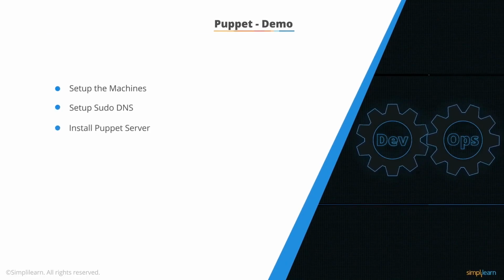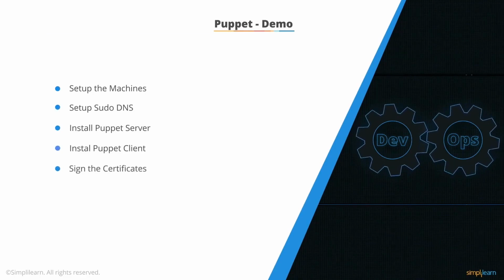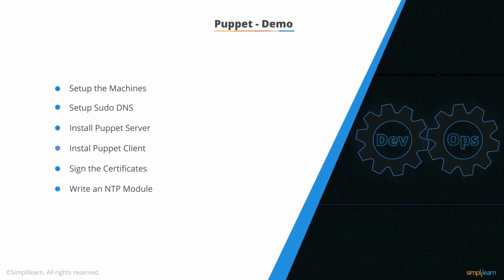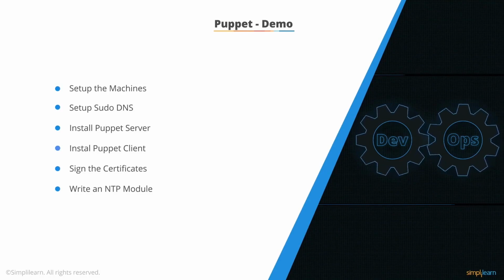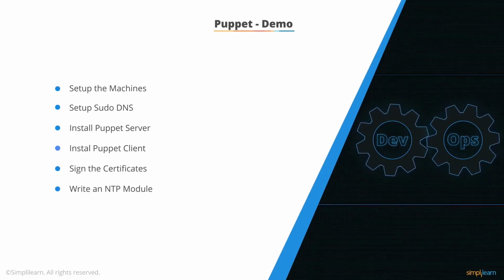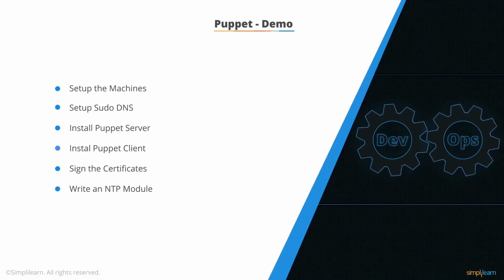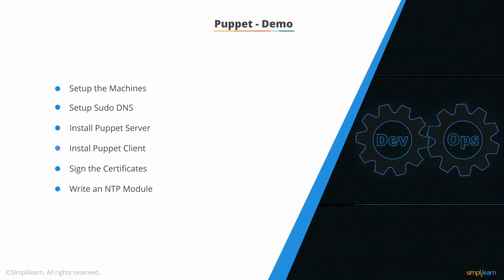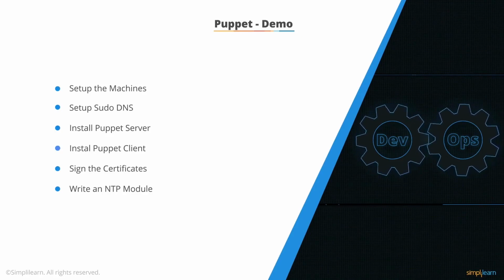So you will be setting up the machines using a sudo DNS because we want to have a resolvable DNS. Only by having a resolvable DNS can we use Puppet, because Puppet uses SSL certificates. Now we'll be installing the Puppet server and the client. We'll be signing the certificates of the client on the server side. And then we'll proceed with writing an NTP module, which we'll be using for installation of NTP on the client. And then we'll look at the Puppet programming language, or DSL.